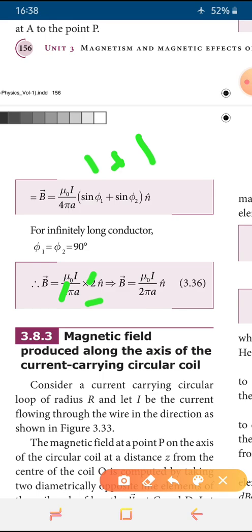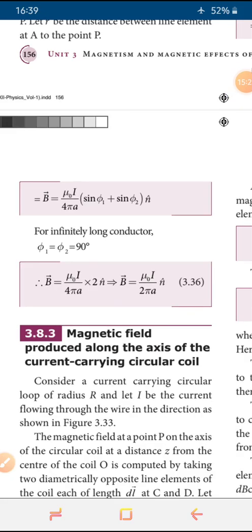If we know I and A values, we can find out how much magnetic field will be produced by the current carrying infinite length conductor. This is the formula for that. We did this here with the help of figure 3.32.